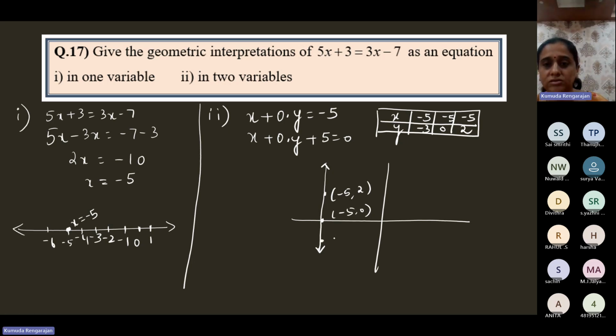So this is minus 5, minus 3. All right, we have plotted minus 5, minus 3. This is the x-axis, children. This is the y-axis. So watch: minus 5, minus 3, minus 5, 0, and minus 5, 2. So this is the equation of the line x is equal to minus 5, when treated as a linear equation in two variables x and y.